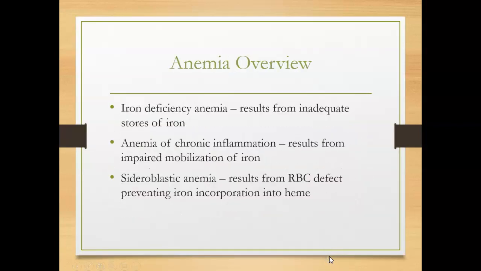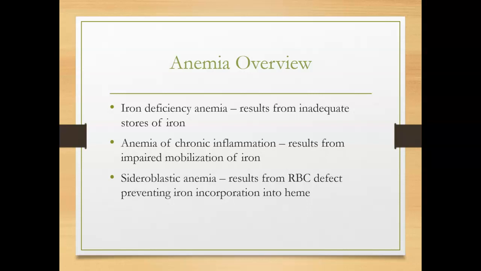All right, so a little anemia overview. Iron deficiency anemia is probably the most common type of anemia, and I'm sure you've heard of this one before. That one results from an inadequate store of iron, either from the diet or having some type of an inability to absorb the iron through the intestine. Anemia of chronic inflammation is another one. This one results from impaired mobilization of iron. So if you have let's say some severe type of arthritis or some type of inflammation going on somewhere in the body, that can make it very difficult to get to the iron where it needs to be.